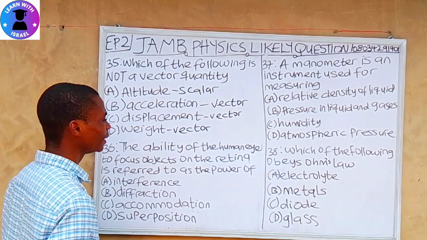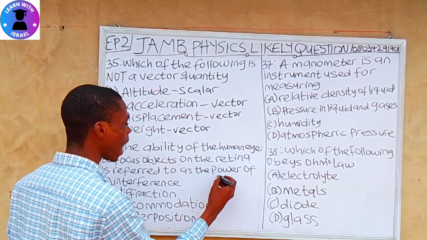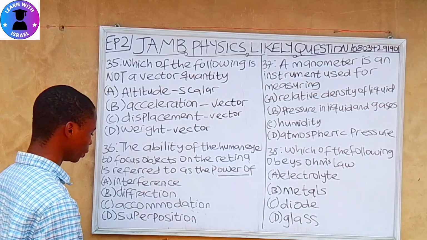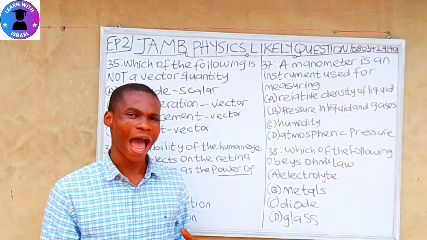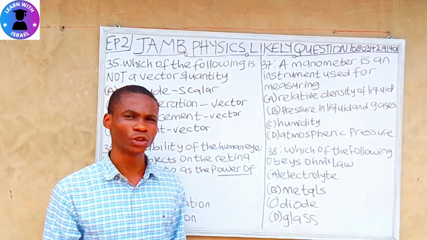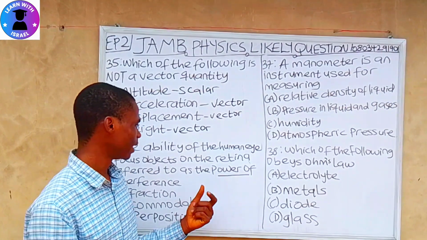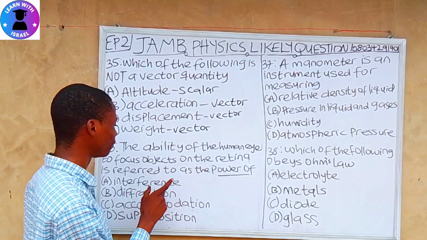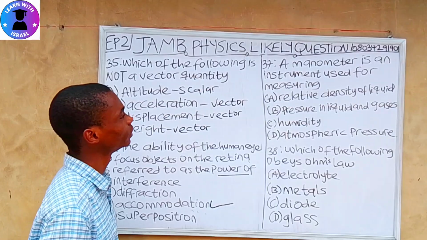Question 36. The ability of the human eye to focus objects on the retina is referred to as the power of what? A. Interference. B. Diffraction. C. Accommodation. D. Superposition. I remember earlier in this video, when treating a question, I talked about the power of accommodation to accommodate what is near and what is distant. And you can see that is what we are treating here. So the ability of the human eye to focus objects on the retina is referred to as the power of what? The power of accommodation.